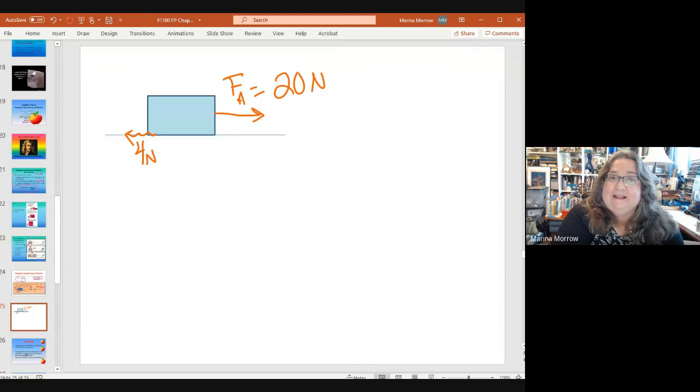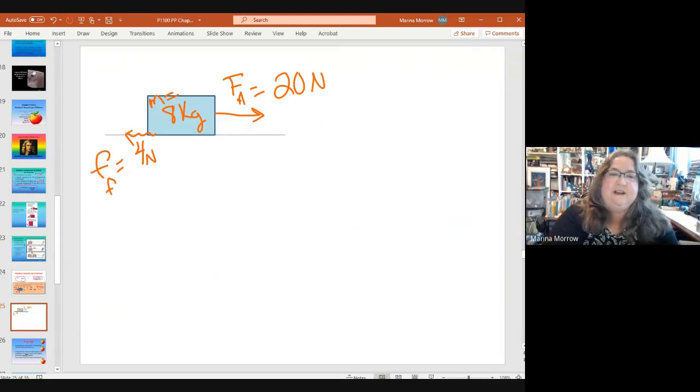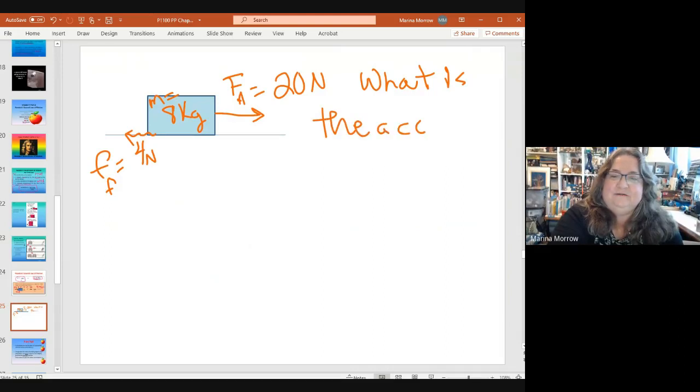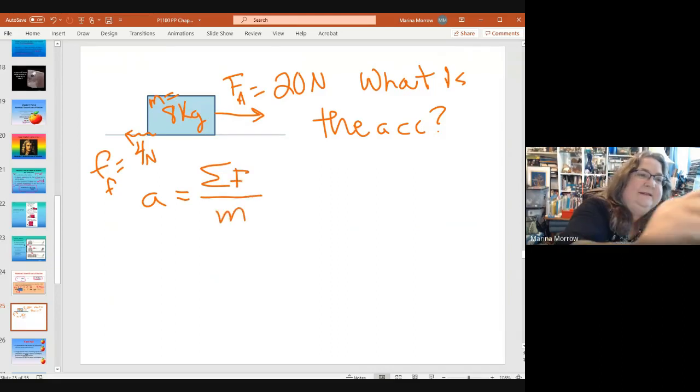Okay, and let's say that the mass of this block is 8 kilograms. Okay, so now we've got all the information we need to solve this. The force of friction and the applied force. So first we have to find the net force, right? Because we're going to find the acceleration. So that's the question. What is the acceleration? Okay, and so we want to use Newton's formula. Acceleration is the net force divided by the mass.